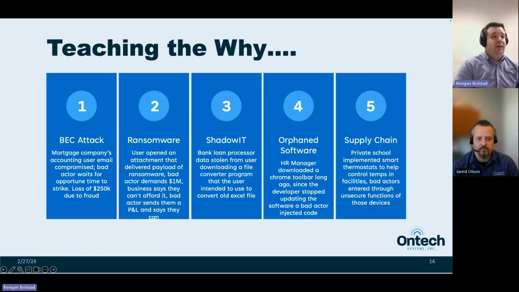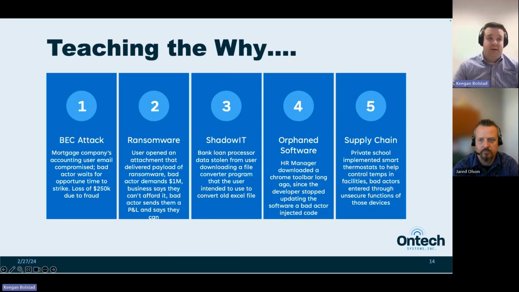So example number 3, a bank loan processor. A client shared with them a really old Excel file. They downloaded a converter program that they thought was legitimate, and that turned out to be a malicious program. A VulnScan product would have potentially identified that software, flagged it as malicious, or even scanned it and seen that it had malicious content within it. It would have flagged that there's an issue.